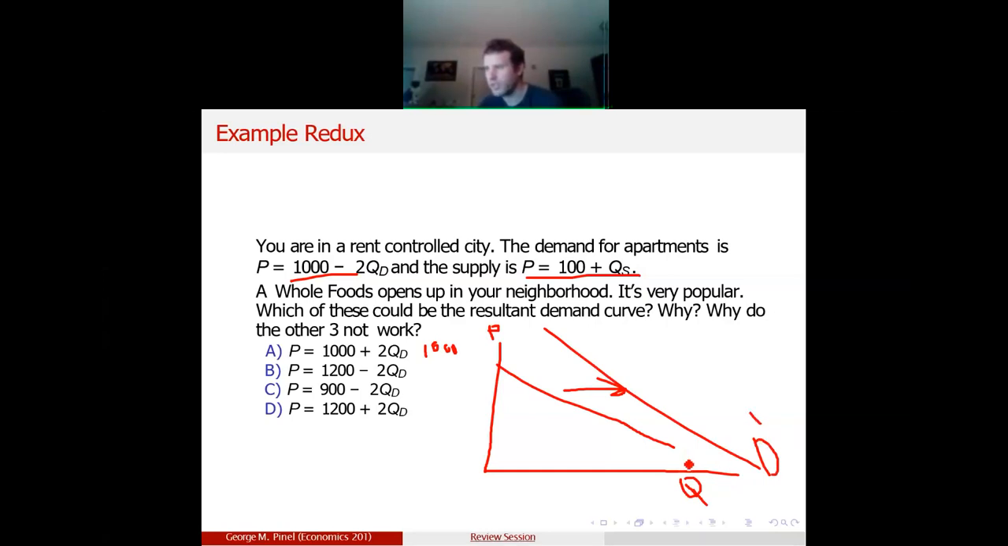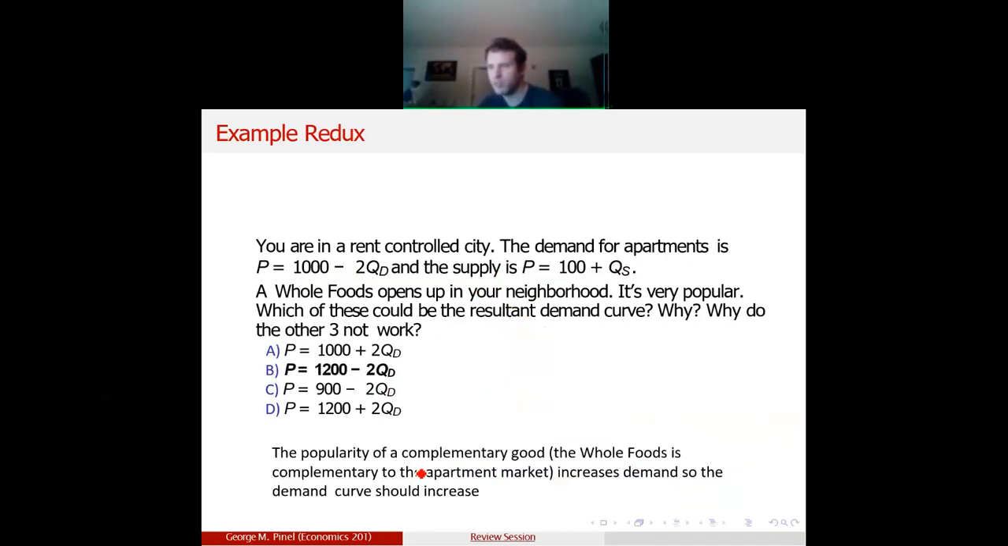The Whole Foods basically means this neighborhood is more popular. If the neighborhood's more popular, more people want to buy apartments in that neighborhood. So the Whole Foods is essentially a complement for the neighborhood. So my demand should shift from D to D prime. Which graph does that correspond to? So if my old intercept was 1,000, my new intercept is higher. So it could be 1,200. Okay. Popularity of a complementary good increases demand. The demand curve should increase. Okay.